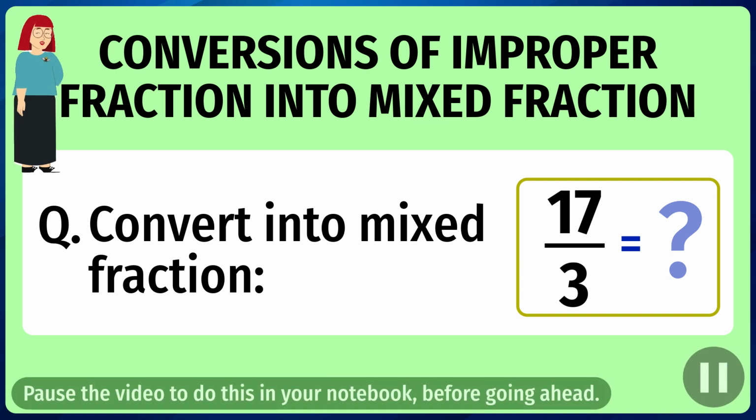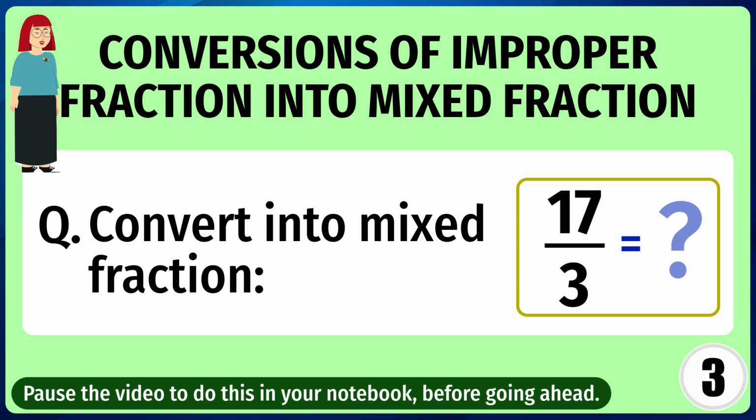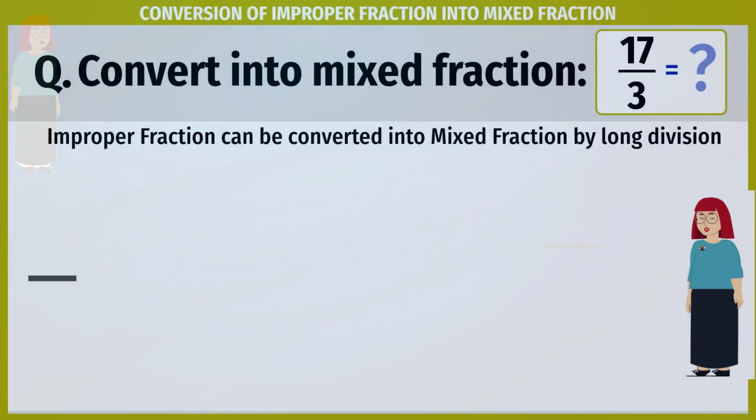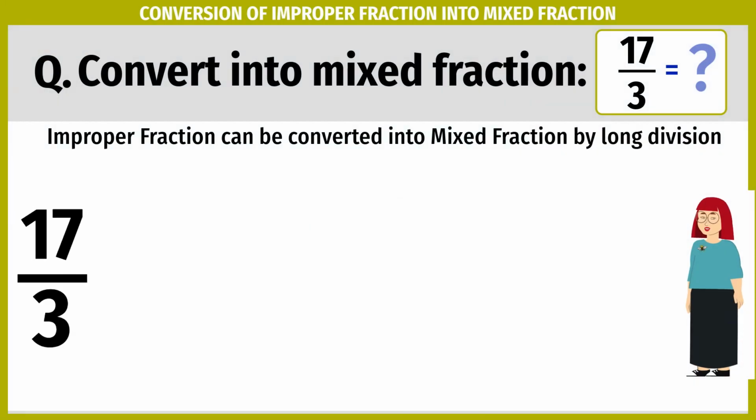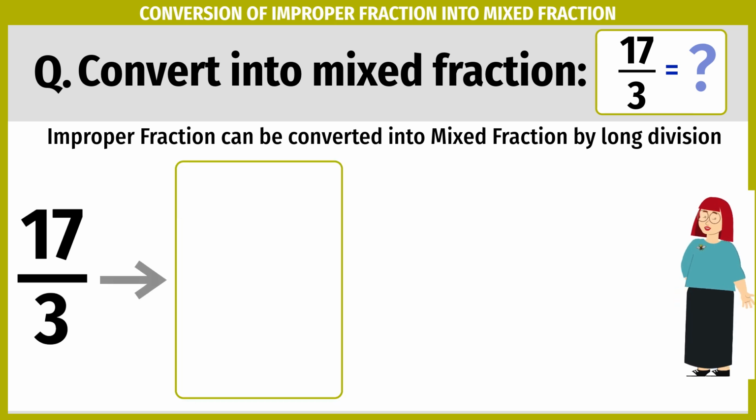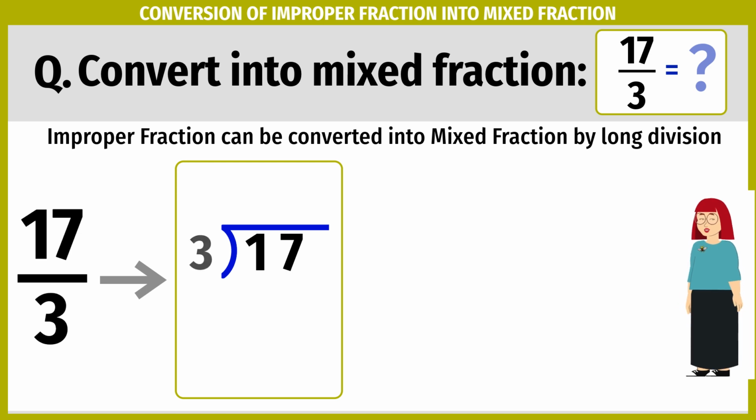Convert the improper fraction 17 by 3 into a mixed fraction. Let's learn. An improper fraction can be converted into a mixed fraction by long division. Let's divide 17 by 3 by long division, and look at what we get.